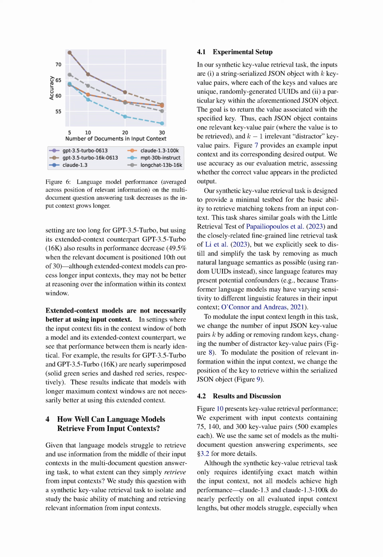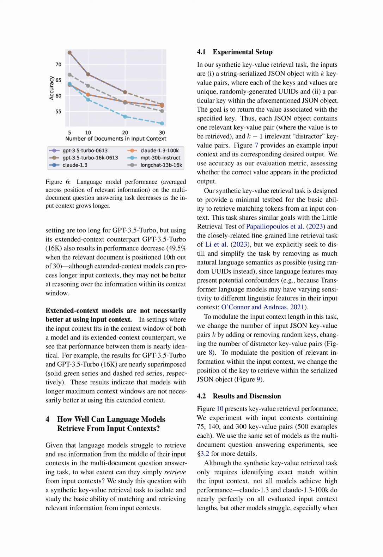We can also modify the position of the important information within the input context by changing the location of the key that needs to be retrieved within the JSON object. Section summary. In this section, the authors investigate the ability of language models to retrieve relevant information from their input contexts. They conduct a synthetic key-value retrieval task where the goal is to retrieve the value associated with a specified key from a string-serialized JSON object.